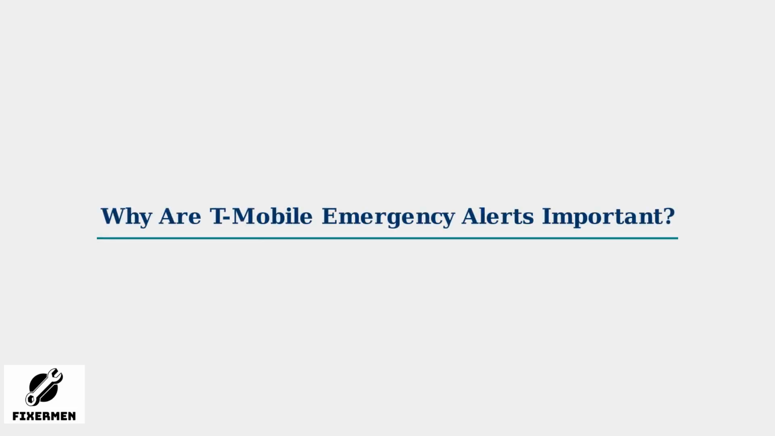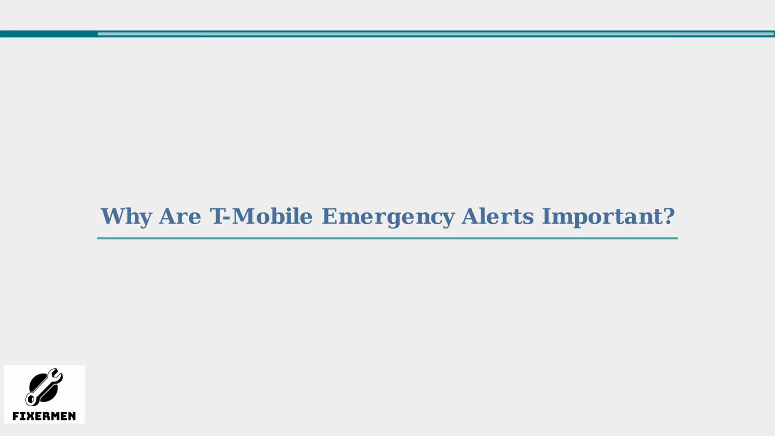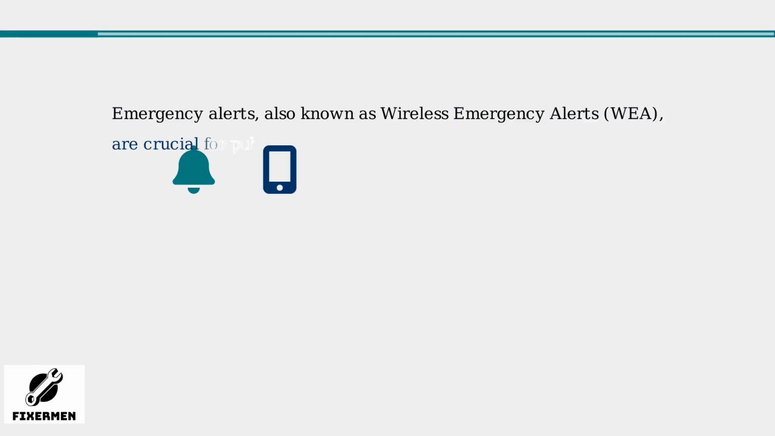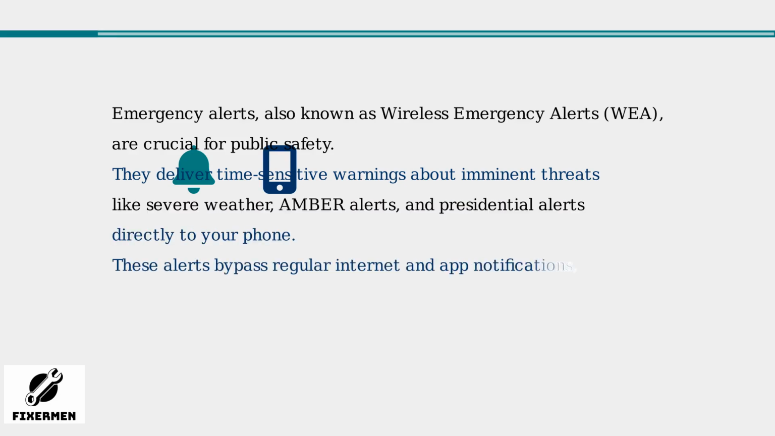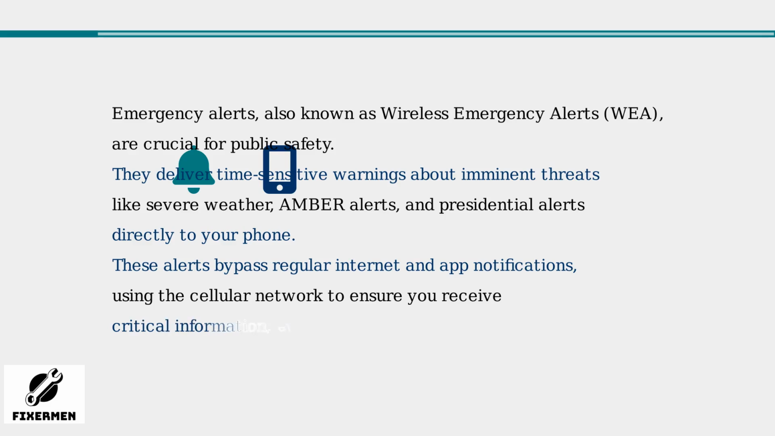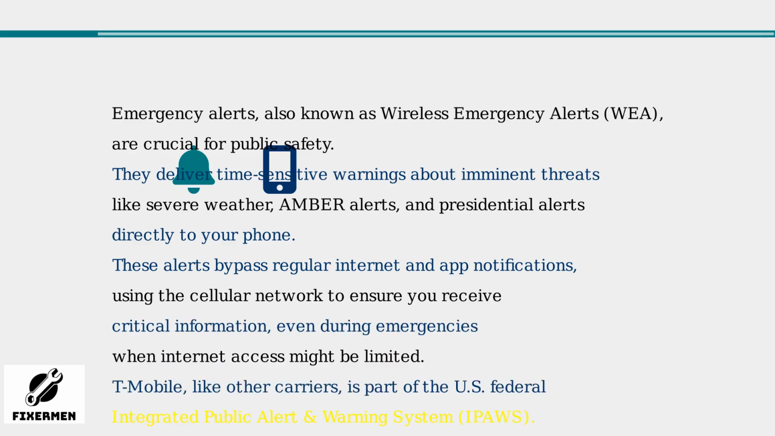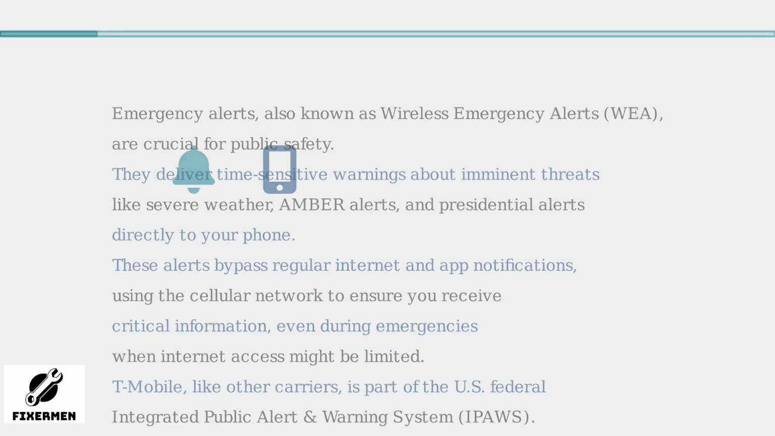Emergency alerts, also known as wireless emergency alerts, WEA, are crucial for public safety. They deliver time-sensitive warnings about imminent threats like severe weather, Amber Alerts, and presidential alerts directly to your phone. These alerts bypass regular internet and app notifications, using the cellular network to ensure you receive critical information, even during emergencies when internet access might be limited.